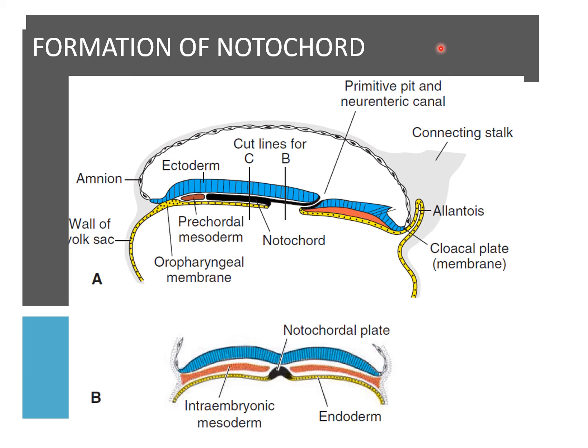So what happens to the prenotochordal cells? They will eventually insert themselves here in the hypoblast layer, which is eventually replaced by cells coming from the epiblast through intercalation. So the prenotochordal cells become intercalated in the hypoblast, and eventually it forms what you call the notochordal plate.